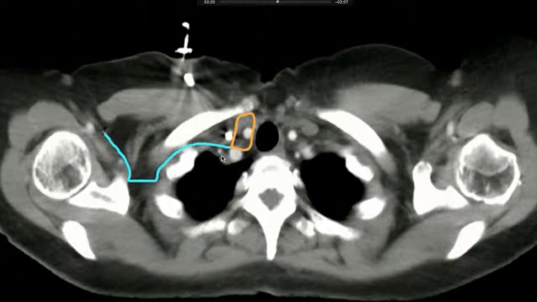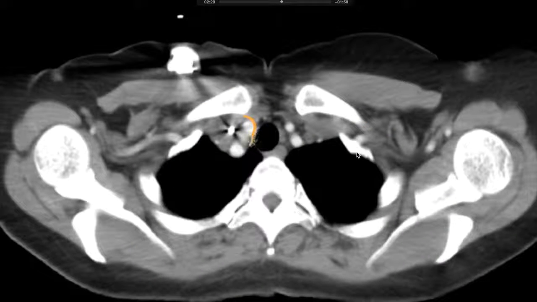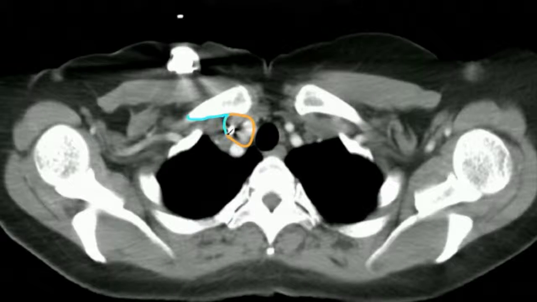Although it's reasonable to include this in the target volume, we did not see recurrences posterior to the intrathoracic subclavian vessels. Remember to be very tight on the chest wall, as this is a common site of recurrence. Now we're 1 slice above the sternal notch, and thus the bottom of the medial supraclavicular field.